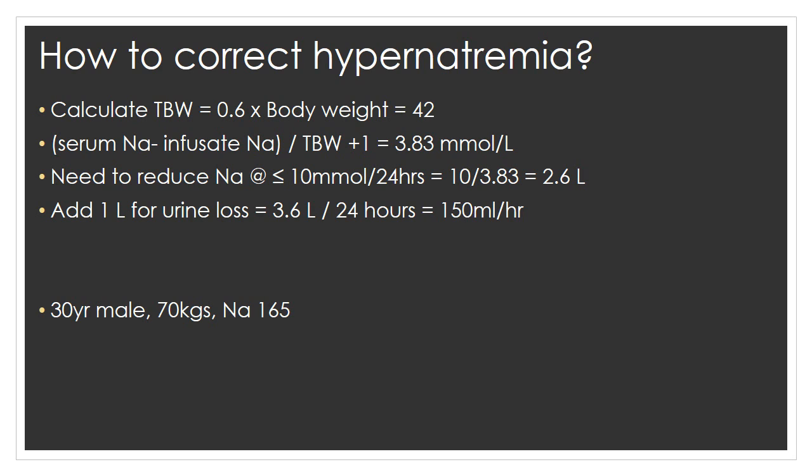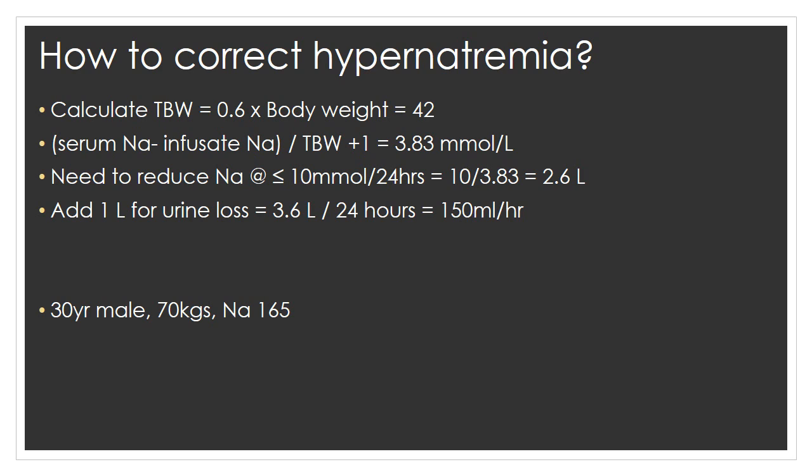Once we calculate the total body water, we need to see the difference between the serum sodium that the patient has, his sodium concentration, and the concentration of the infusate that we shall be using. Most of the time they use 5% dextrose, so there is hardly any sodium in that. Now take the amount of sodium that the patient is having and divide it by the total body water which you calculated plus 1 liter, considering that you are transfusing 1 liter of 5% dextrose into the patient.